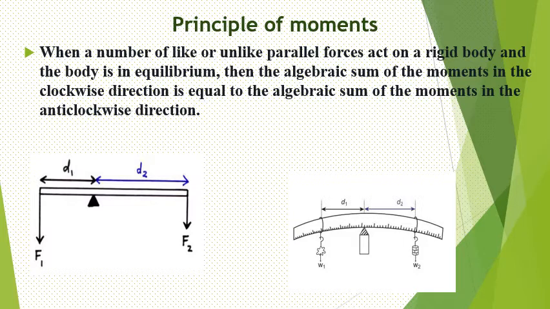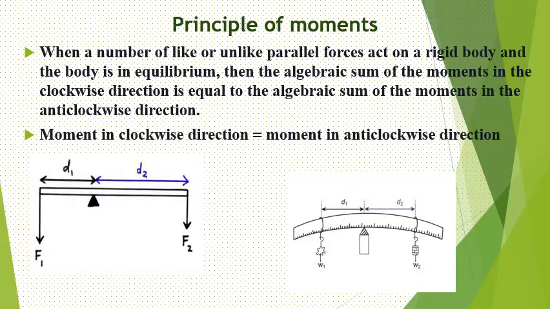From the diagram, F1 is a force that produces an anti-clockwise rotation at distance d1, and the force F2 produces a clockwise rotation at distance d2 from the point. So what is the formula? Moment in the clockwise direction is equal to moment in the anti-clockwise direction. F1 into d1 is equal to F2 into d2.